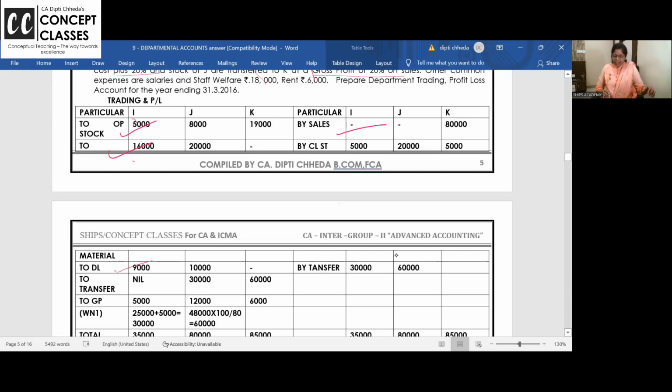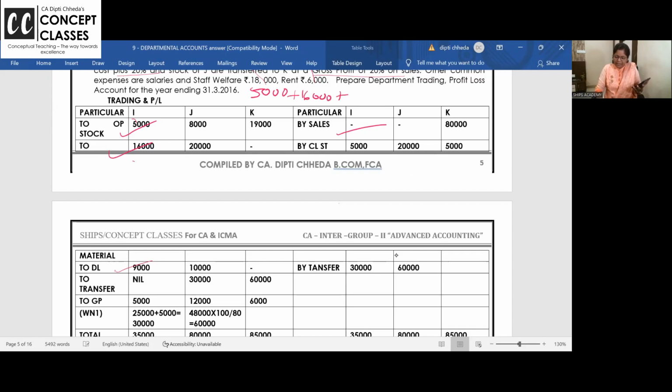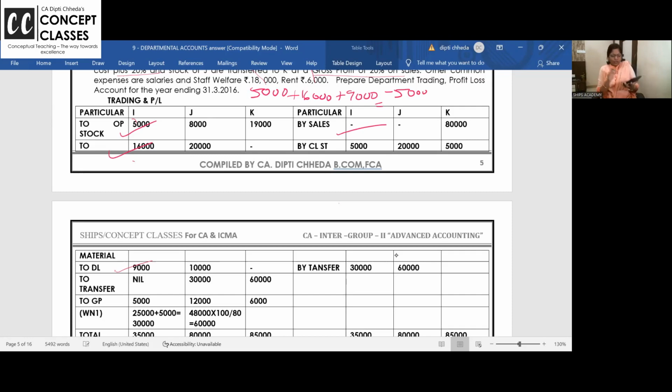आई का कॉस्ट कितना आ रहा है देखो. आई का ओपनिंग स्टॉक कितना है? ऑल ऑफ यू पिक अप 5,000. आई एम इन आई डिपार्टमेंट. व्हाट इज आईज परचेजेस? 16,000. व्हाट इज आईज वेजेस? 9,000. व्हाट इज द क्लोजिंग स्टॉक? 5,000. So what is the cost of the goods which you have transferred?